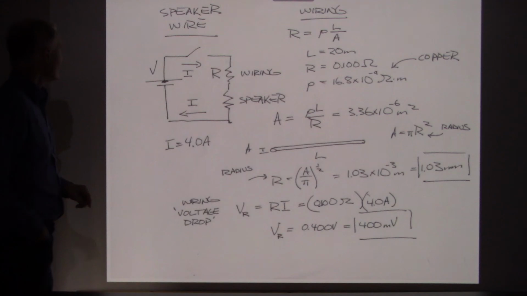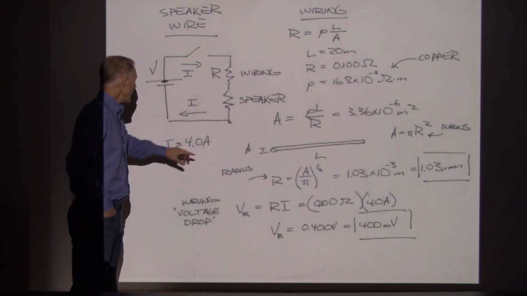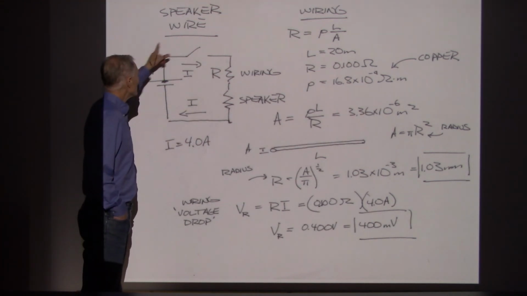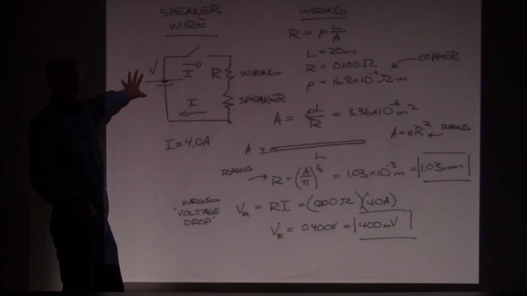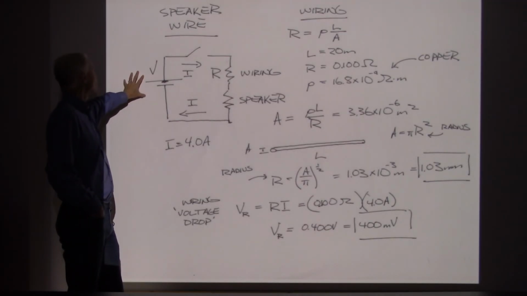Okay. So let's see if we can. I'm just going to look at one of the speakers, and we want to make sure that we continue to have 4 amps cycling through this circuit. And I'm going to treat this as a battery. I'm not going to deal with AC, alternating current. Let's just work from a battery.